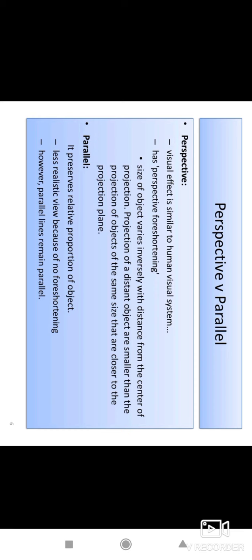Perspective projection, on the other hand, produces a realistic view but does not preserve the relative proportions. So a parallel projection preserves the relative proportion but does not give a realistic view. Perspective projection gives a realistic view but does not preserve the relative proportions.